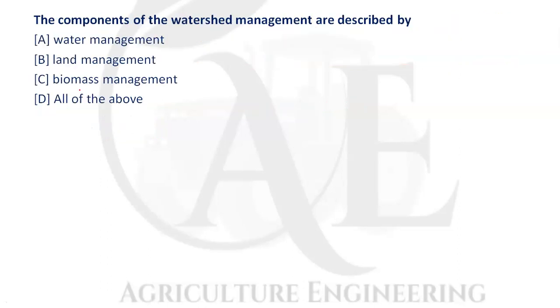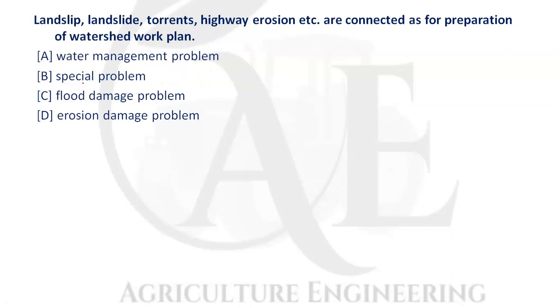Next question. The components of the watershed management are described by. So what are the components in watershed management? Water management is there, land management is also there, and biomass, trees, plants and biomass management is also there. So all the above, both are having all the components. So water management, land and biomass management. Option D is the correct answer.